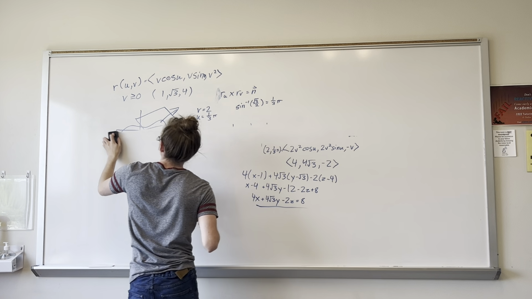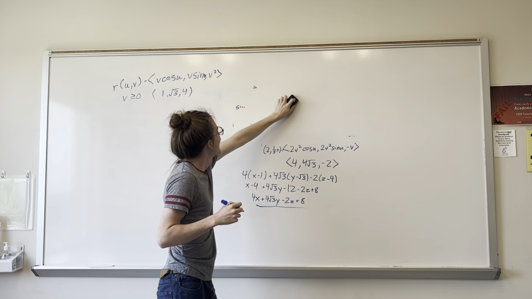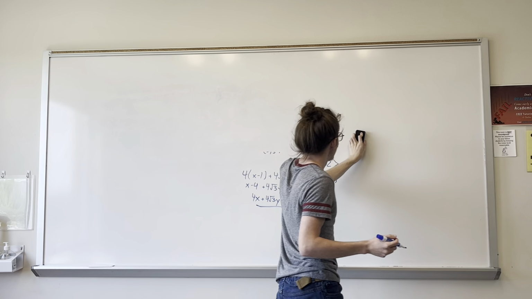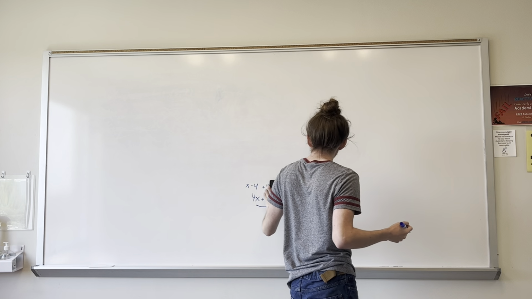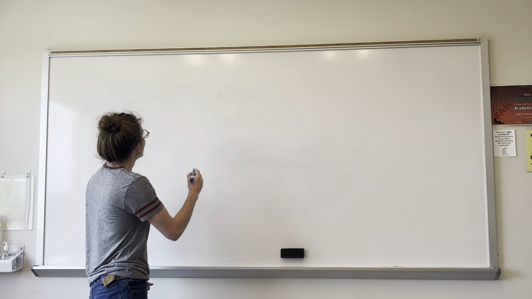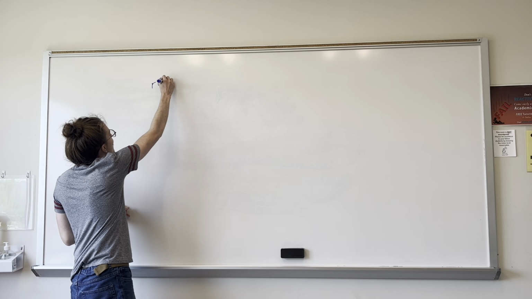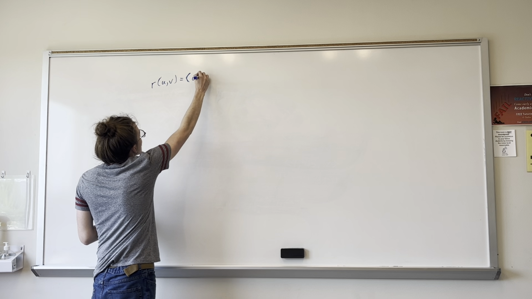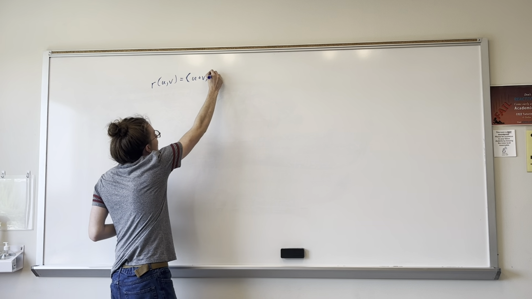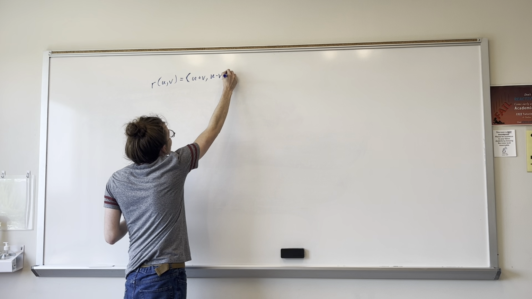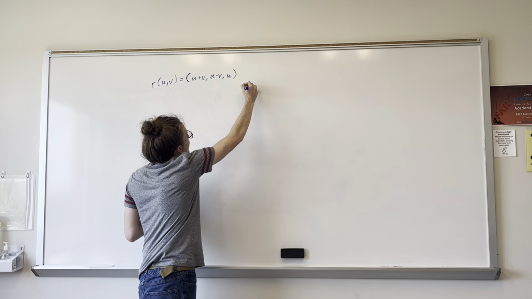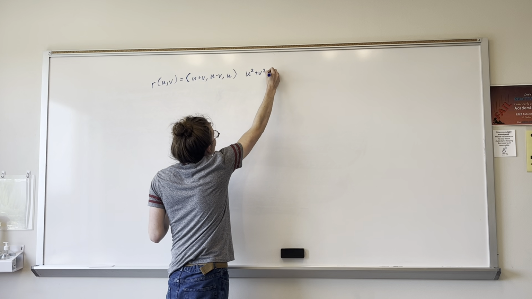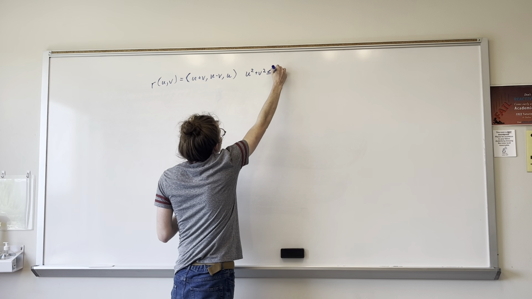We will now be solving the area of a plane on a circle. So much better, more professional, more profound. And that will be r of u, v equals u plus v, u minus v, and u, where u squared plus v squared is less than or equal to 1.